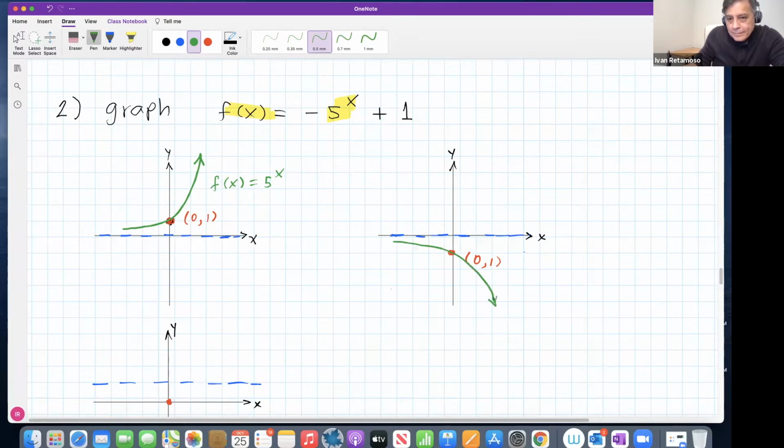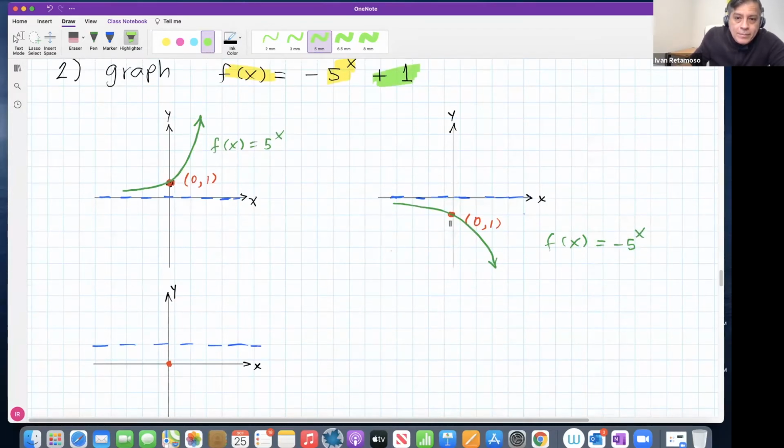This will be f of x equal minus 5 raised to x, right? We just reflected. Now we're going to deal with this plus 1. Plus 1 says shift this up 1 unit. When you do the shifting, when you shift up the y-intercept, shift up the horizontal asymptote.